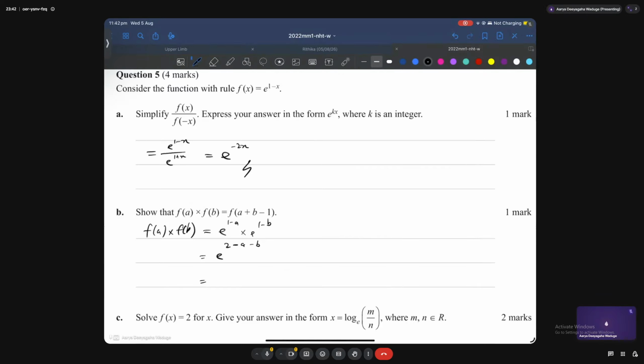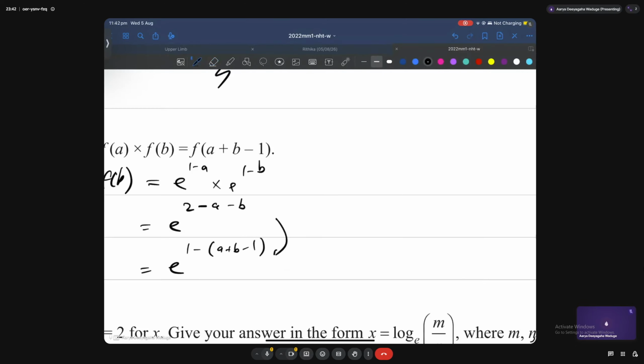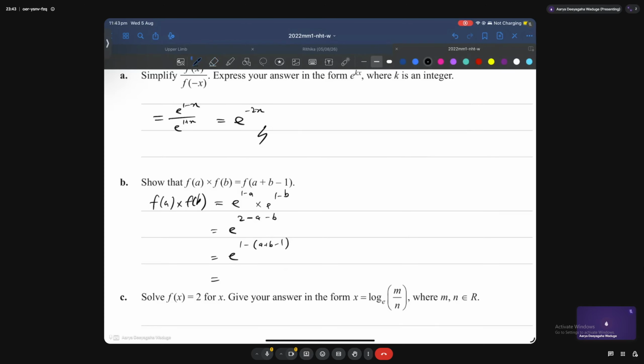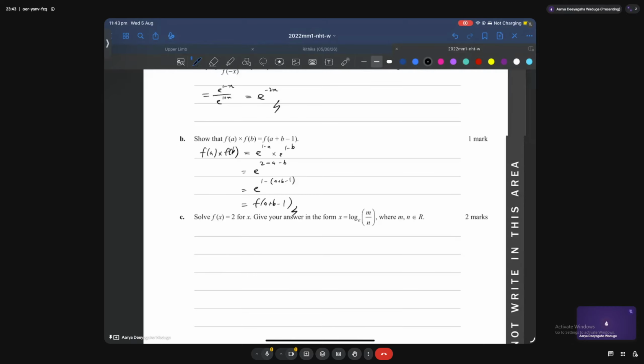And you could say, how do we show this? So this is going to be equal to e to the 1 minus, that'll be a plus b minus 1. Okay, so you can actually just go to the step directly because if you just split this up into plus 1 and minus 1, then plus 1 and another plus 1, you can simply get this here. And this here will just be directly f of a plus b minus 1, which is very nice.